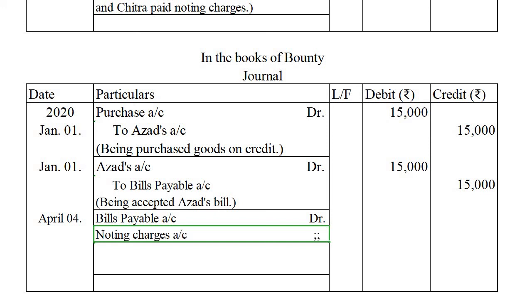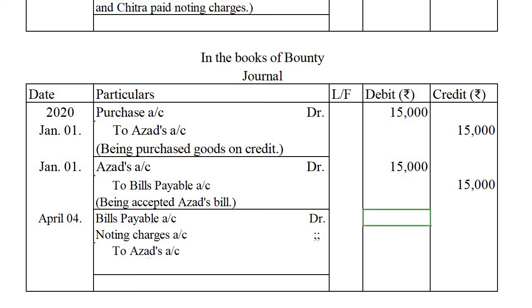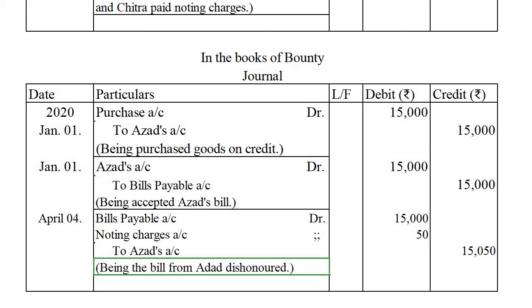Then noting charges also arised. One more expense arised. So that is to be debited, and that amount is to be paid to Assad. So this is the speciality of the journal entry here. In all the cases, with whomever the bill is kept, the noting charges and the amount on the bill will be mentioned here as to be paid to the drawer only.